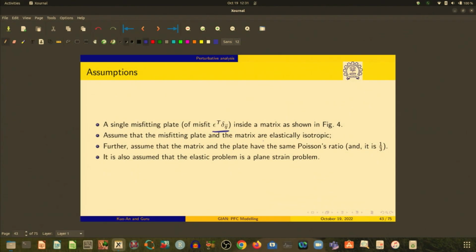So, we are assuming that the misfitting plate and matrix are isotropic. We assume that matrix and the plate have the same Poisson ratio and the Poisson ratio value is 1/3. This assumption is not very strict. You can assume any other Poisson ratio value, but if you assume that they have different Poisson ratios, writing the solution is very painful, not so trivial. And we assume that this is a plane strain problem. Under these conditions is how we are going to write the elastic solution to first order for the perturbed interface. So, that is where the key is.